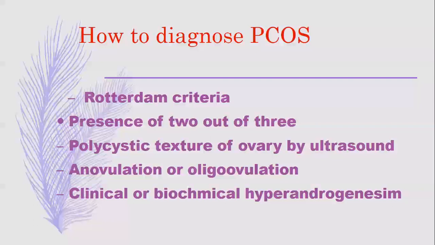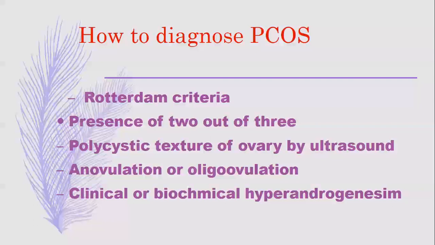How to diagnose Polycystic Ovary Syndrome? We have many criteria to diagnose it. The most common and most famous one is the Rotterdam criteria. Rotterdam criteria depend on the presence of 2 out of 3 of these features in order to diagnose Polycystic Ovary Syndrome: polycystic texture of the ovary by ultrasound, anovulation or oligo-ovulation, and clinical or biochemical hyperandrogenism.